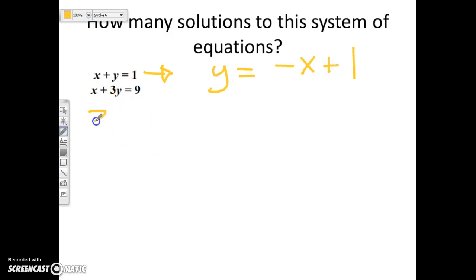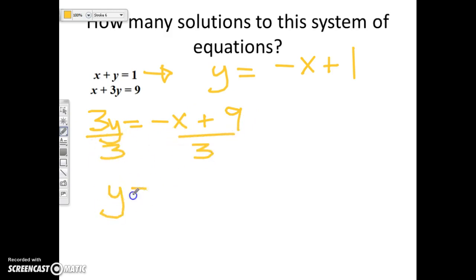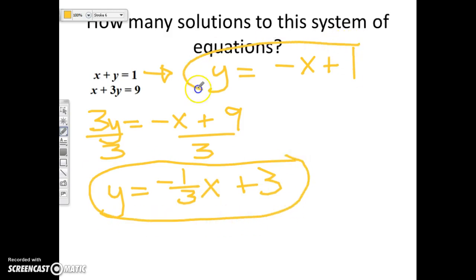Let's do the same to the bottom. We'll subtract x from both sides and we get negative x plus 9. Divide both sides by 3. Y is equal to negative 1/3 x plus 3. All right, here is something we can do something with. Now remember, unless they are parallel, you will have at least one solution. These are not parallel. The slopes are different. So there's at least one solution.